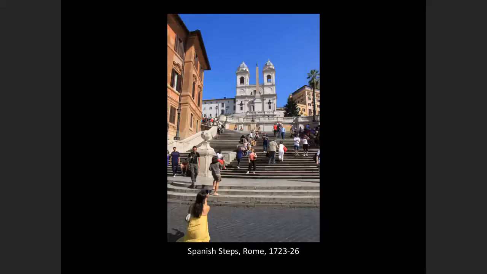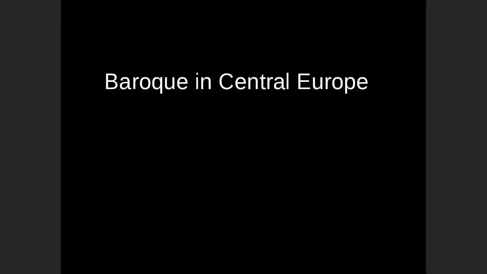I like this view a lot. I took this photo. I thought the lady in yellow was kind of a nice model for me, and is framing my photograph, looking up at the church and taking a picture of her friend.